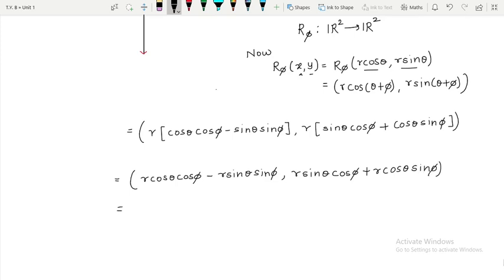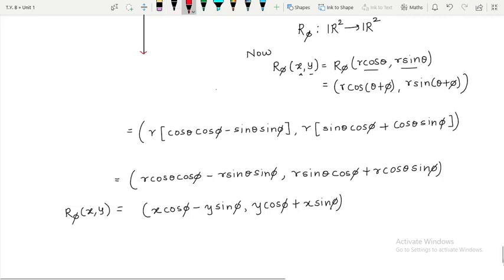which is further equal to, but r cos θ is nothing but x, so it is x cos φ minus, what is r sin θ? y, so it is y sin φ, comma r sin θ is y, so y cos φ plus x sin φ, and what you have on the left hand side is R_φ of (x, y), right? So this is our map.